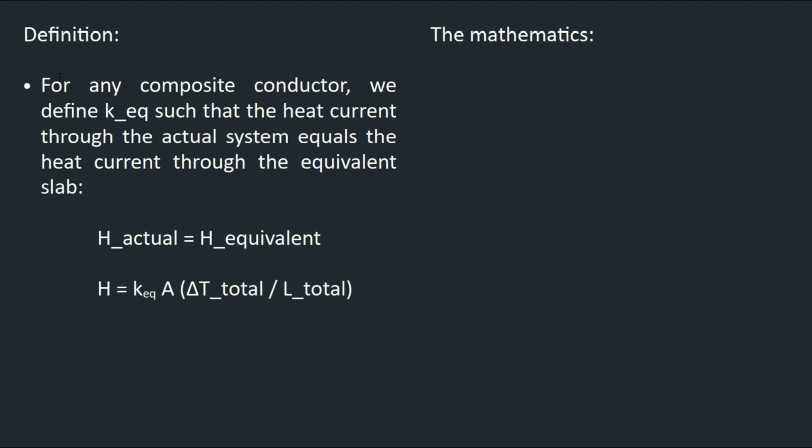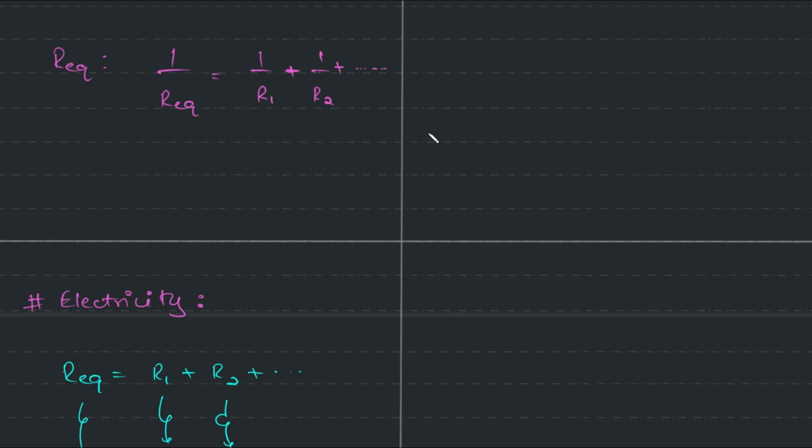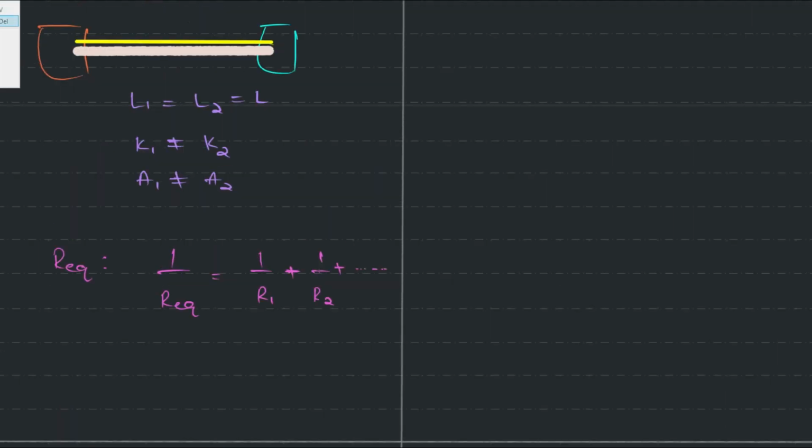So the official definition is that for any combined conductor, we define K equivalent such that the heat current through the actual system equals the heat current through the equivalent slab. So H actual is equal to H equivalent, and this is given by this expression. Let me actually derive it so that it makes more sense. First we'll start off with the series connection. Series is quite simple.